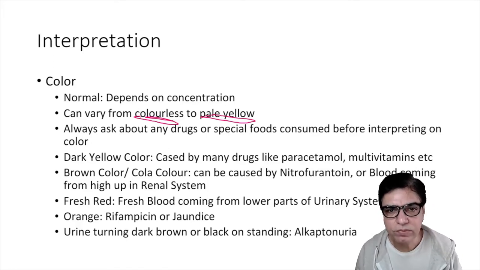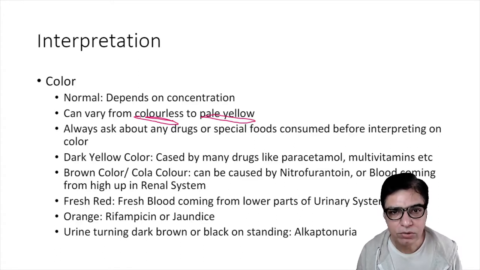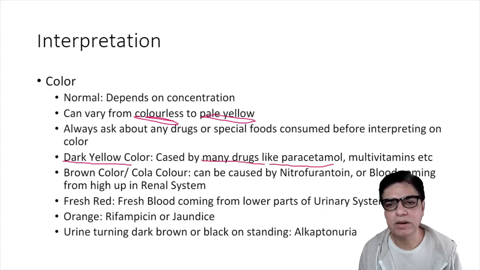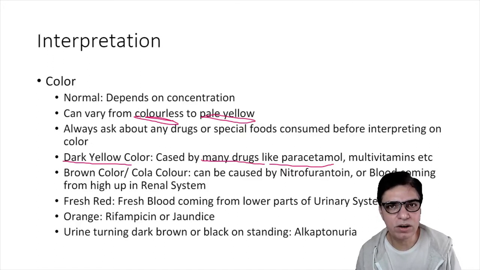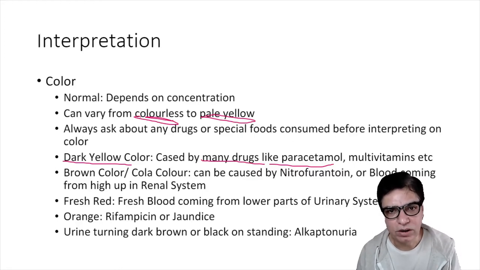So usually if the child has got a dark yellow colored urine, that dark yellow colored urine is usually caused by different types of drugs. So it could be paracetamol, it could be multivitamins, it could be antibiotics that the child has been taking on a regular basis. Because they are excreted in the urine, it would be a bit more dark yellow colored.